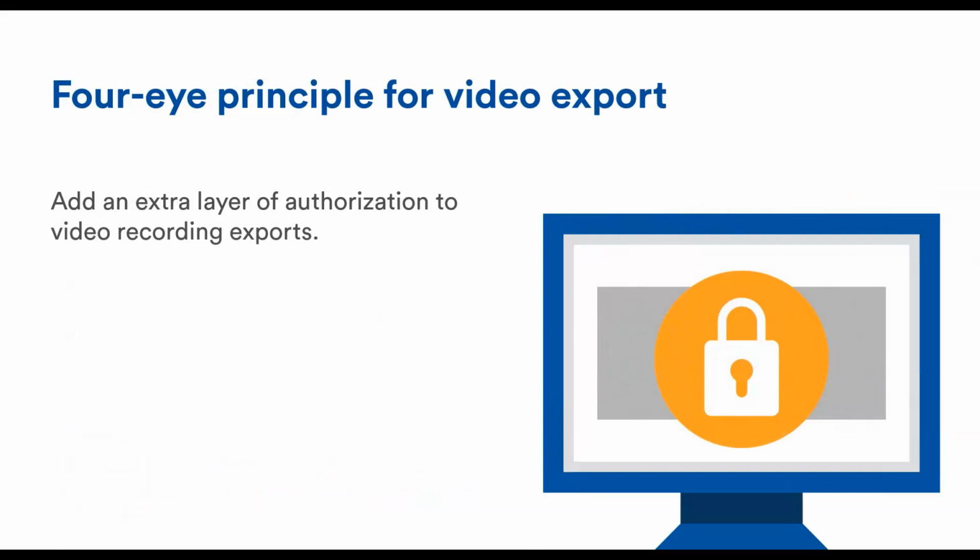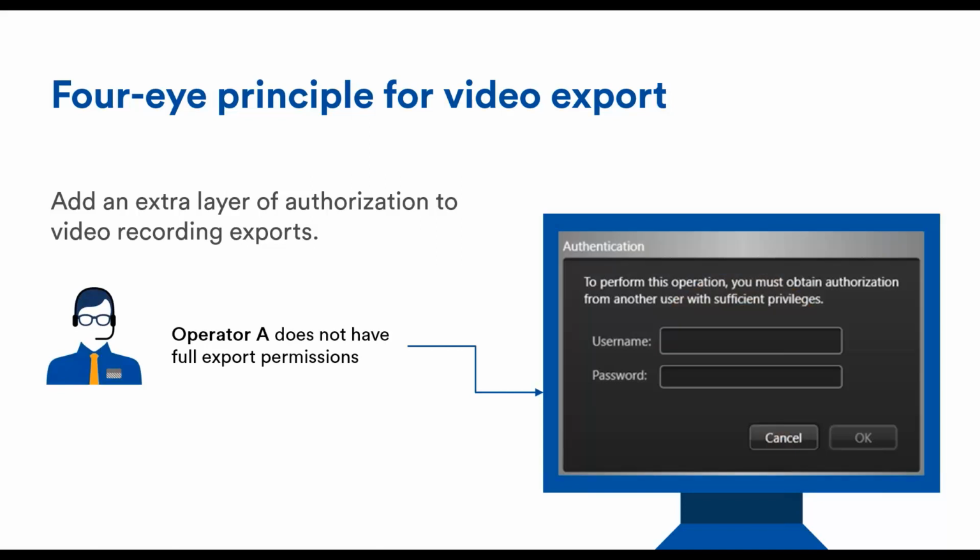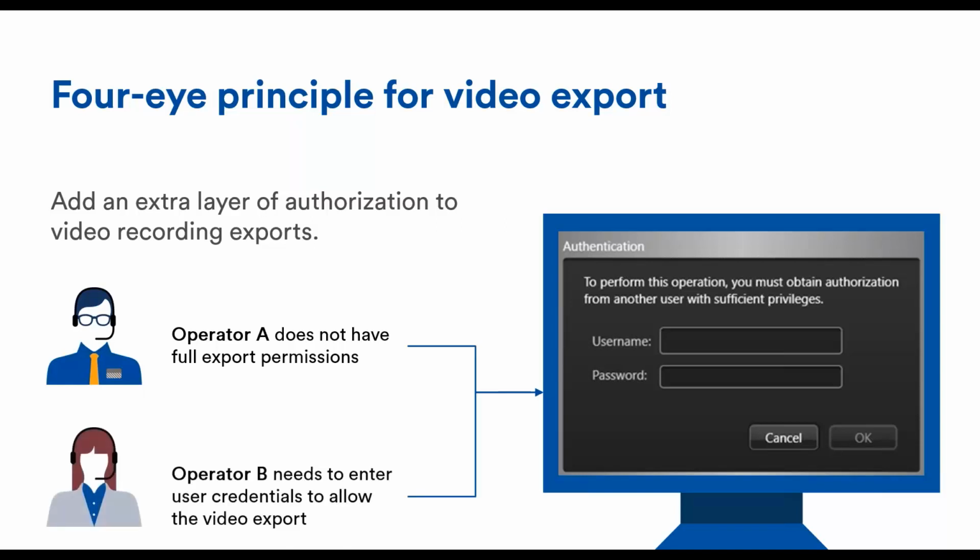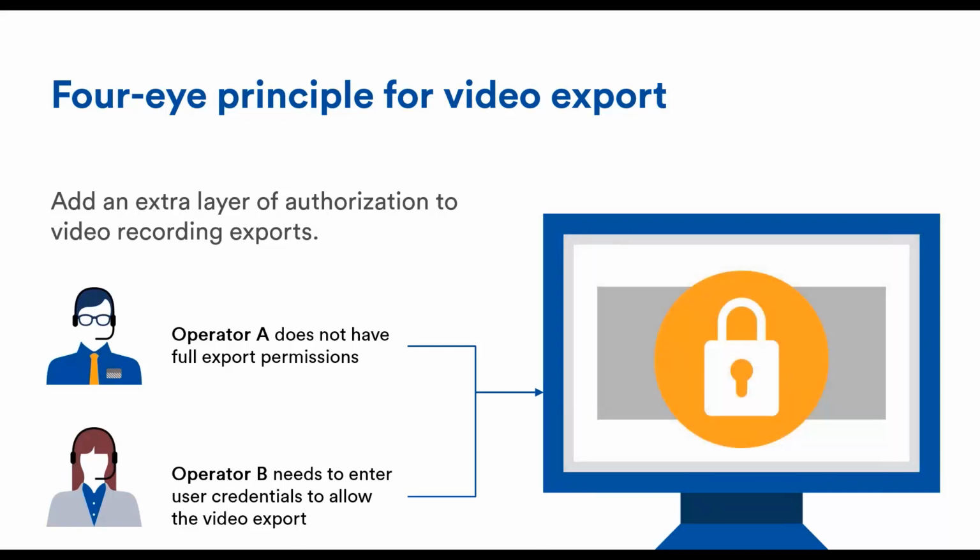For organizations requiring even more control, we're also introducing in 5.9.1 a new video export feature that complies with the 4-eyes principle. What it does is it adds an extra layer of authorization required when a user exports video. So for example, let's say operator A wants to export a video and he does not have full export permissions. He will be required to ask another operator to also enter his user credentials. This operator could be on the same level and in the same group as he is, but it would require two persons to work together to export a video, ensuring that video is not misused. Once the video is exported, the system will proceed as normal.